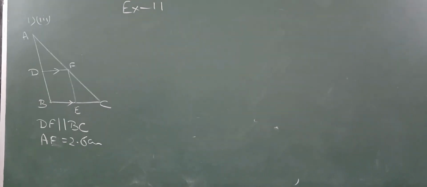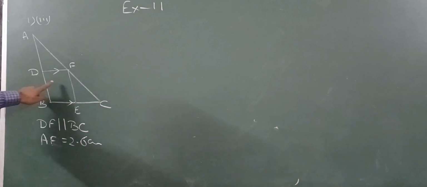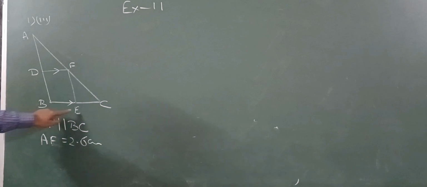Now the next question is the third question, a very important question. In the given figure, D and E are the midpoints of the sides AB and AC respectively, and DF is parallel to BC. It's given to you. Prove that DBEF is a parallelogram, and calculate the value of AC if AF equals FC.